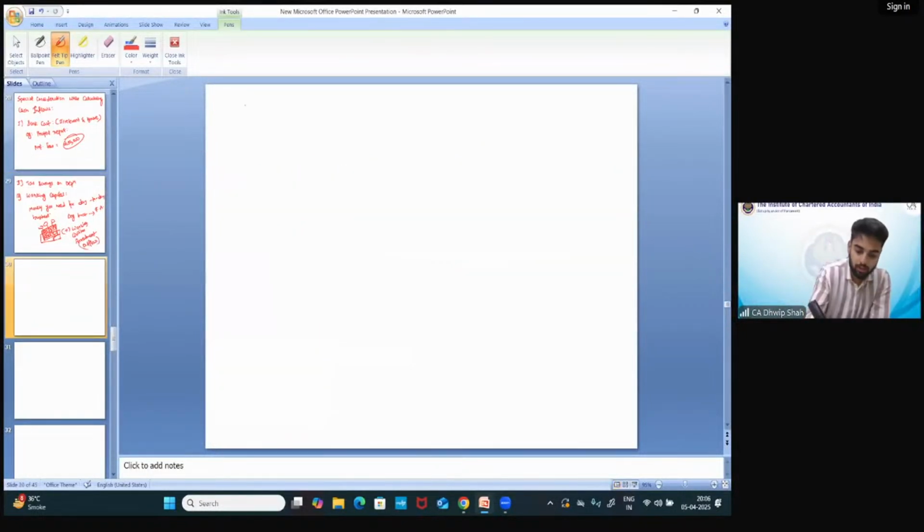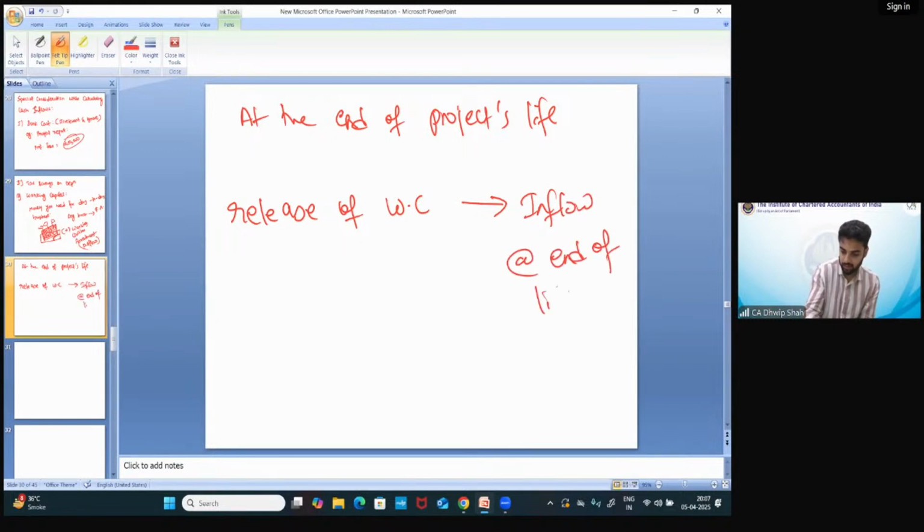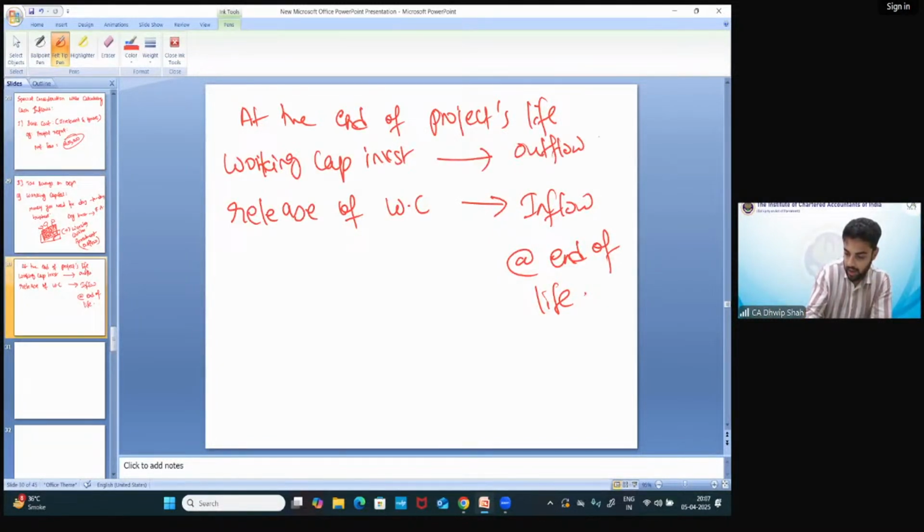Correct? Now, at the end of the project's life, this is very important. At the end of project's life, there will be my release of working capital. Let's say my manufacturing business was for 5 years. So at the end of 5 years, the working capital that I had invested in my business will get released back to me. So this will be my inflow at the end of life. Working capital investment would be an outflow in the year 1, at start. But that same working capital would get released back to you once your project life ends.